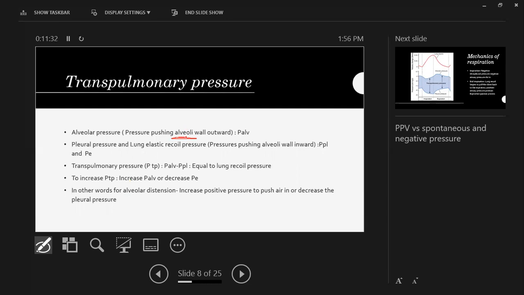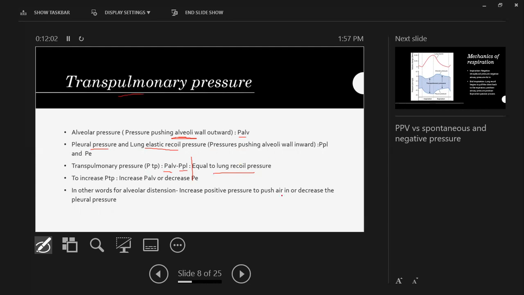So far we have been discussing lung as a whole. So what is pushing alveoli outward is your alveolar pressure. And what is trying to collapse it is your pleural pressure and lung elastic recoil pressure. Transpulmonary pressure is the difference between alveolar and pleural pressure. And this should be equal to your lung recoil pressure to make sure the lung remains open, or the alveoli remain open. So what can you do to increase transpulmonary pressure?